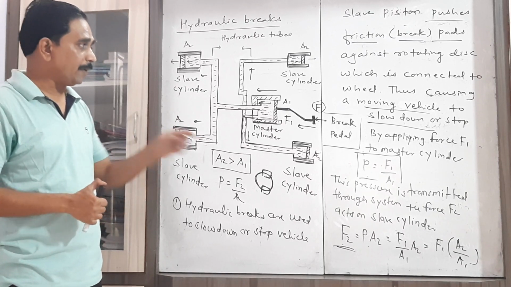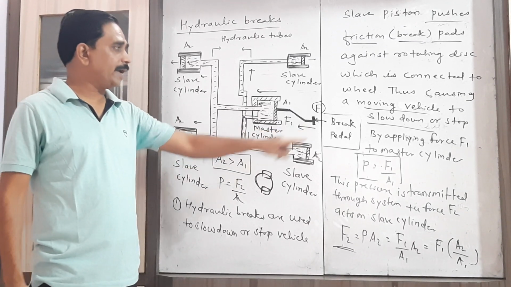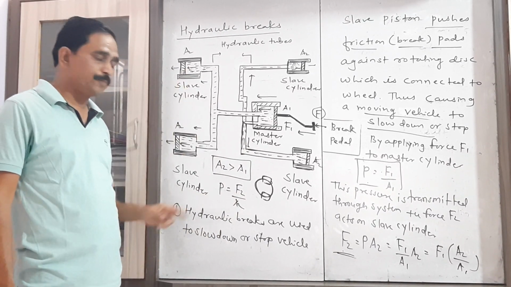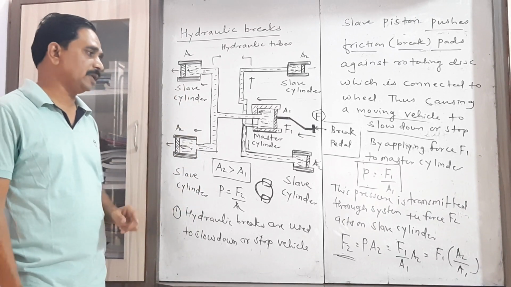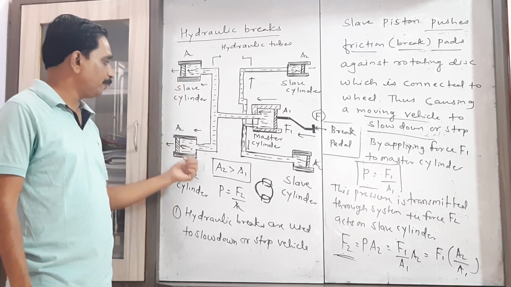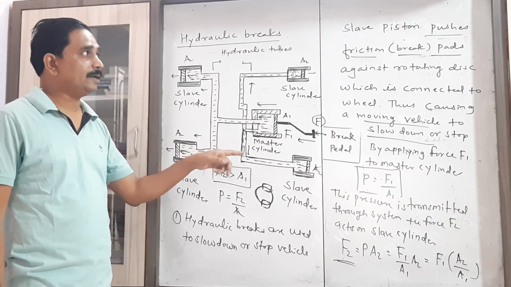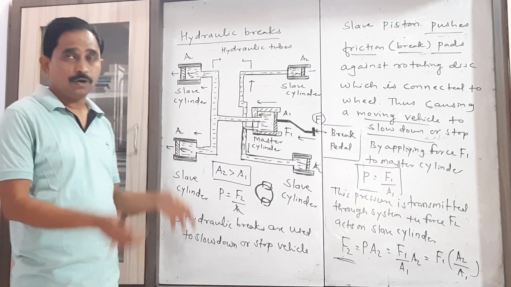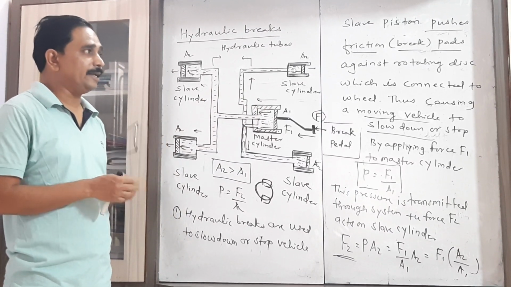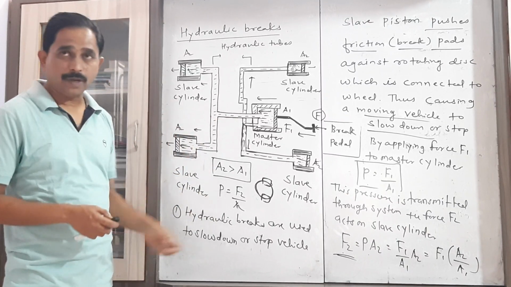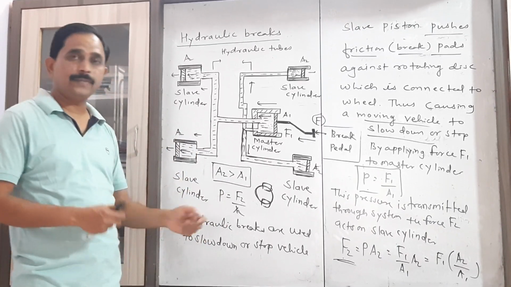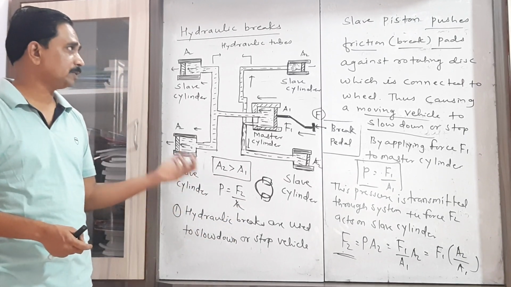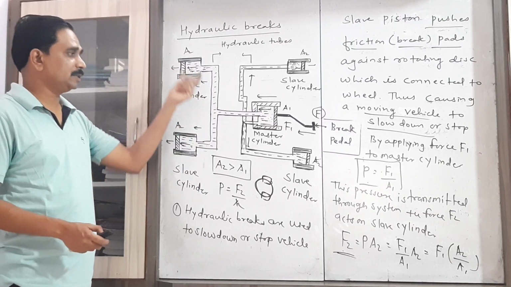It means that by applying a small force on the brake pedal of the master cylinder, we exert a large force on the piston of the slave cylinder, and the force generated on the piston of the slave cylinder pushes the brake pads. And what is the function of the brake pads? To hold the rotating disc which is connected to the wheel, which decreases the speed of the rotating wheel, and obviously our vehicle gets slowed down or stopped. This is how the hydraulic brake system works.